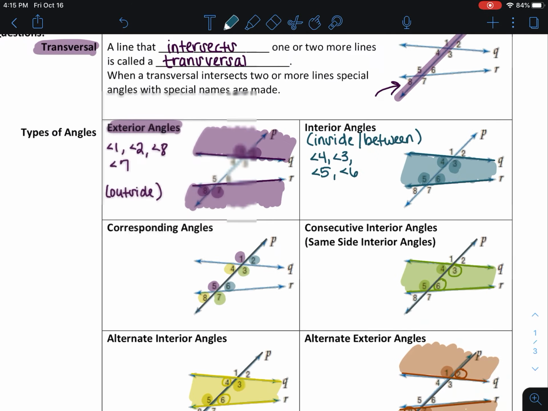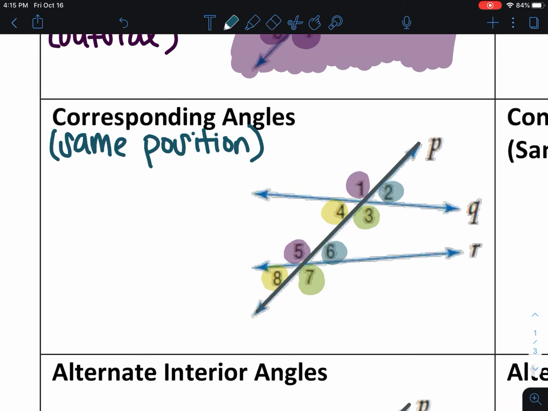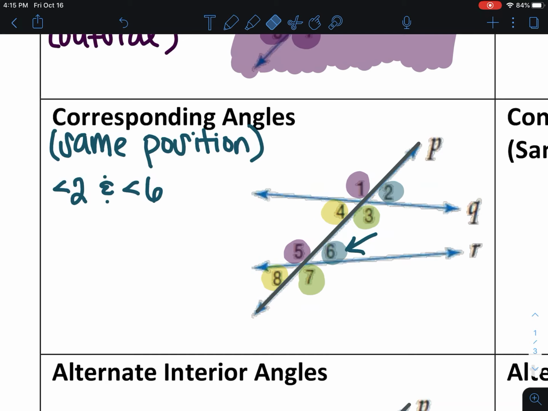All right. Corresponding angles. So here we have angles that are in the same position. What I mean by that is, if you look over here, you see you have a group of 4 angles, and then you have a group of 4 angles. So 2 and 6 are in the same position. They're both in the top right corner. So again, angle 2 and angle 6, they are what we call corresponding angles.